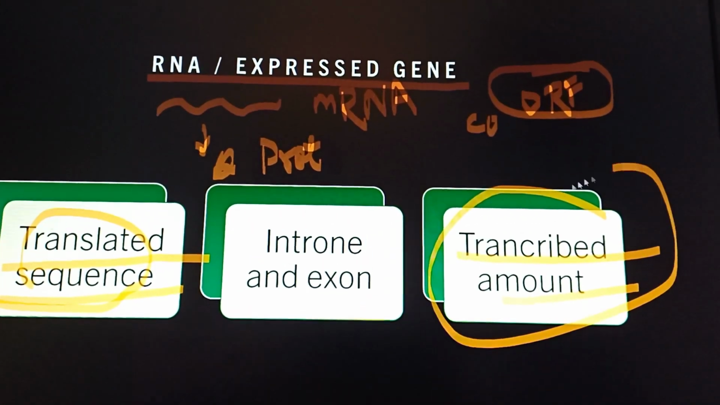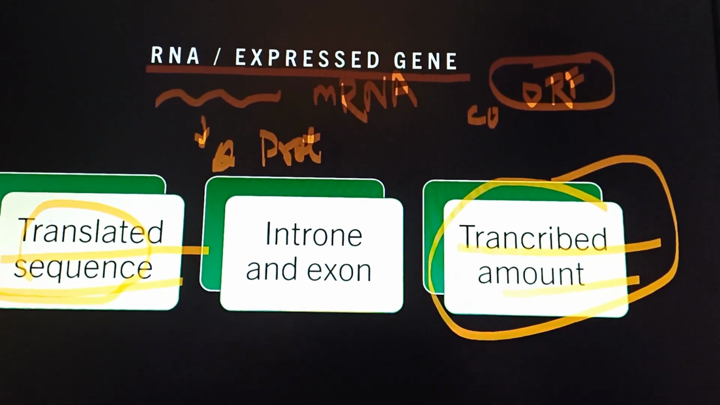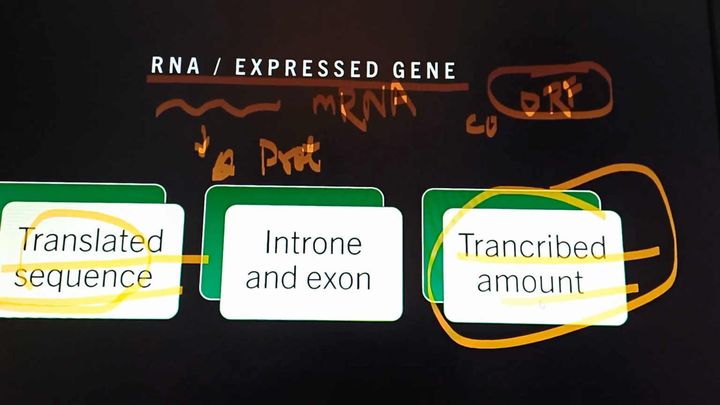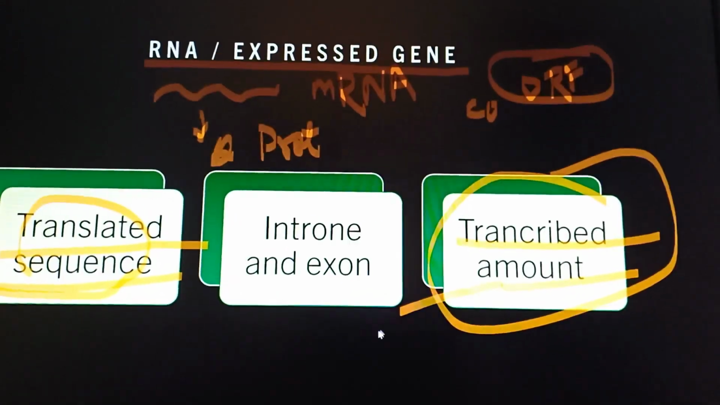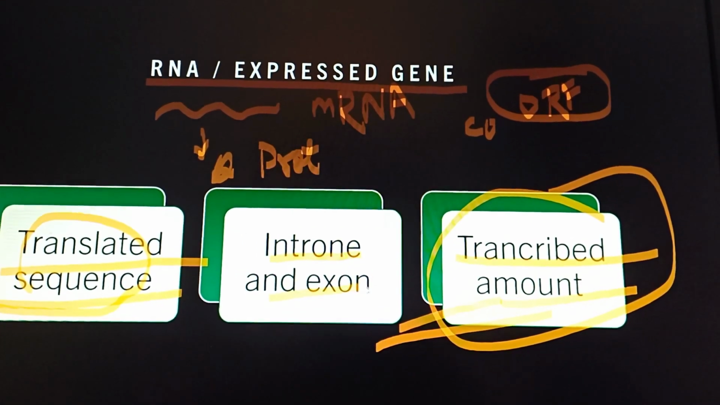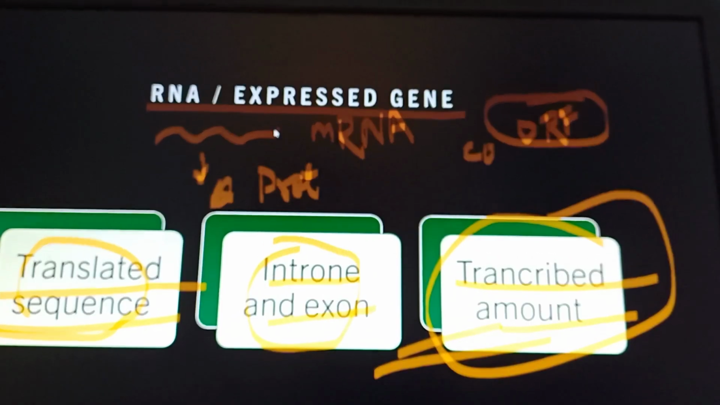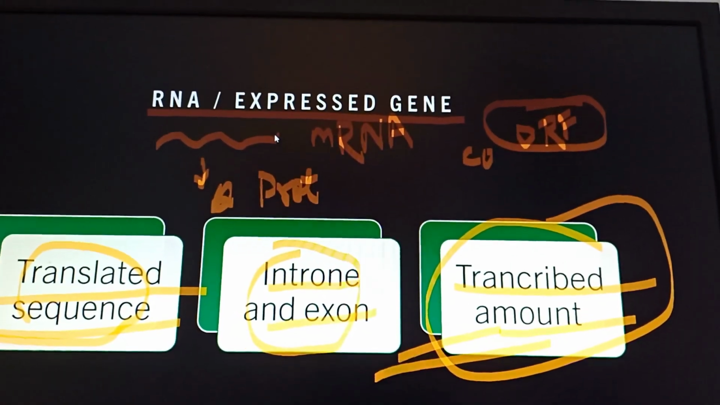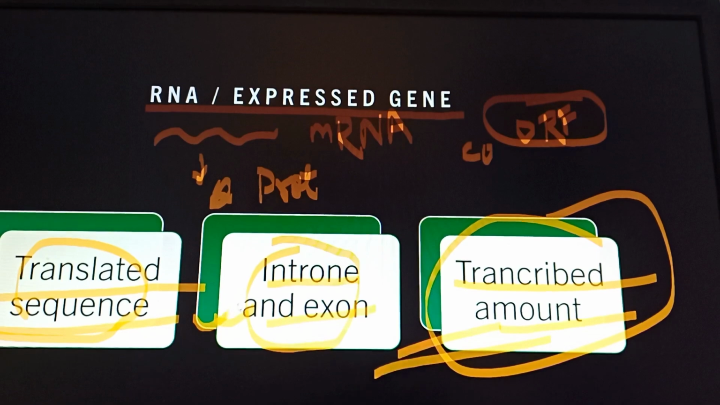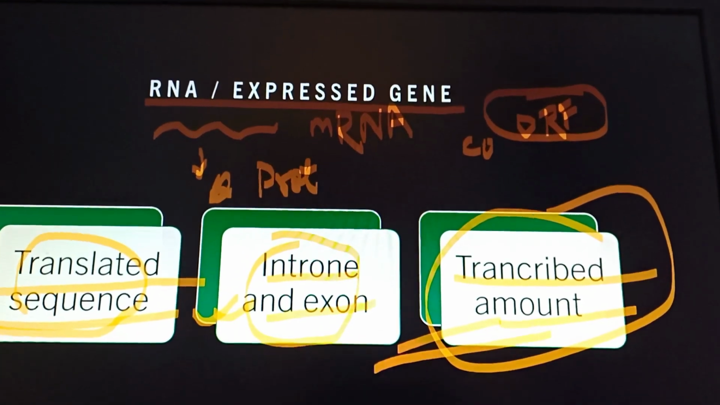So we can also predict the transcribed amount. We can get to know about the introns and exons. We know that not the entire RNA is going to translate into protein. We can understand somewhat, we can correlate with these intron and exon sequences.